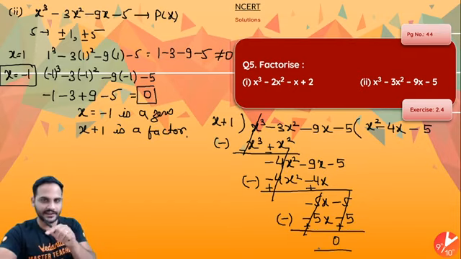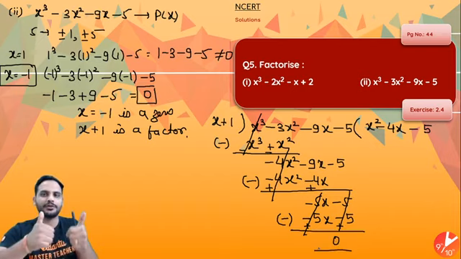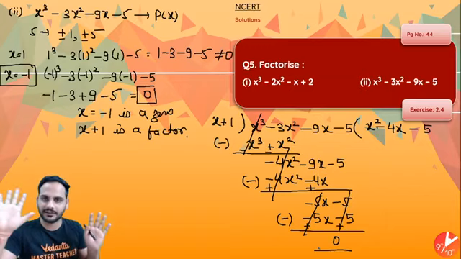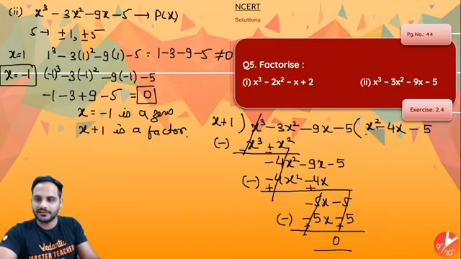See, I have told you, checking step. If the remainder is 0, the solution is correct. We have done the division correctly. Our factor is correct. Everything is correct. The remaining two factors are the factorization of this quadratic equation.